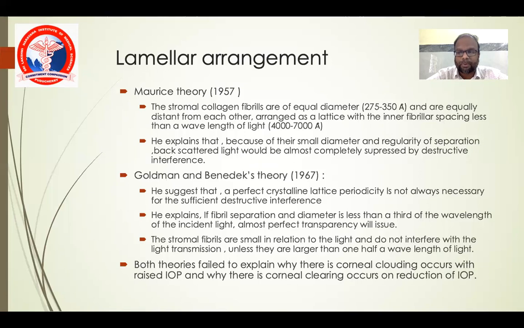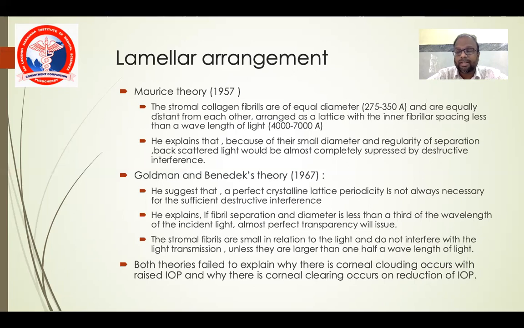So two theories were proposed for this lamellar arrangement. One was the Morris theory, which is the most commonly accepted, proposed in 1957, and the other was the Goldman and Benedict's theory, proposed in 1967. According to the Morris theory, the stromal collagen fibrils are of equal diameter, 275 to 350 angstrom units, and equidistant from each other, arranged as a lattice with interfibrillary spacing that is less than the wavelength of light.